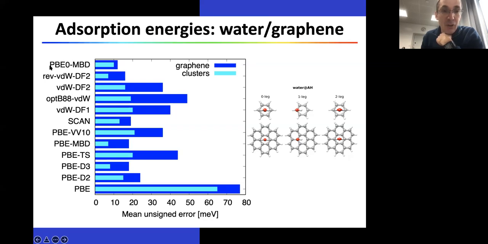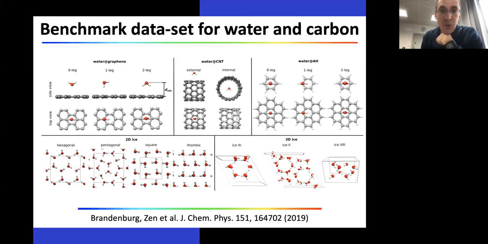And for this particular class of problem, what we find is having a hybrid functional, so PBE0, with an MBD treatment of dispersion yields the best performance. We have been working on extending that and generating with Diffusion Monte Carlo more reference data for a wider variety of systems, and using that then to understand the performance of density functionals.